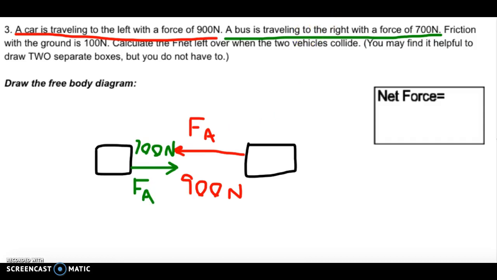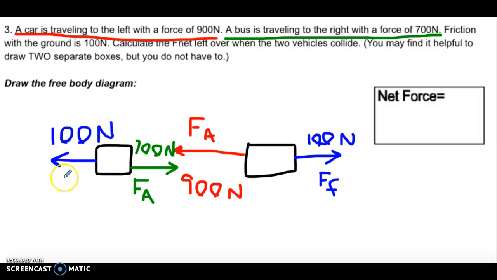Friction with the ground is 100 newtons. So I have to draw friction with the car traveling to the left. It's moving on the road. Friction goes against it, 100 newtons. F sub F. And then I have to show friction for the bus as well. Because they're both moving on the same surface, they both experience the force of friction the same way with 100 newtons. Okay, so that's force of friction.